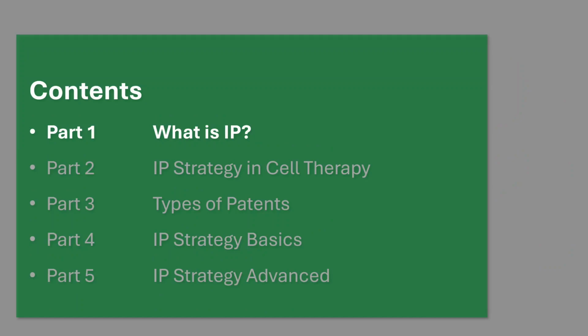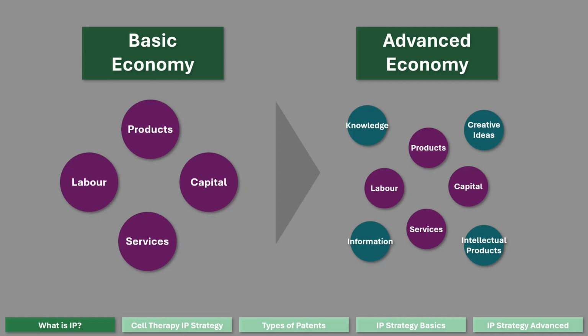Part 1. What is IP? IP refers to intellectual property. To understand what IP strategy is, we first need to understand what IP refers to. Let's start from the fundamentals. The basics of an economic system involve markets for labor, capital, products, and services. However, an advanced economy will require markets for ideas, knowledge, information, and intellectual products.